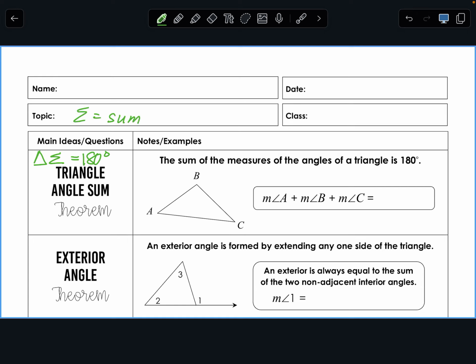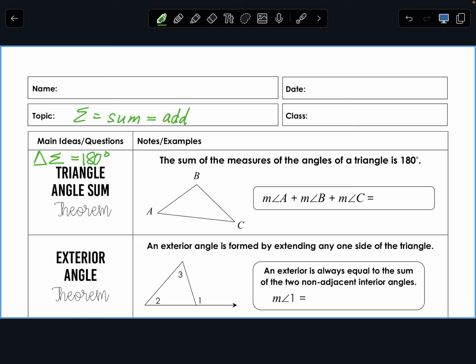I actually had a student tell me last week that I spelled sum wrong. I didn't. What does sum mean? Add, not sum as in give me some.